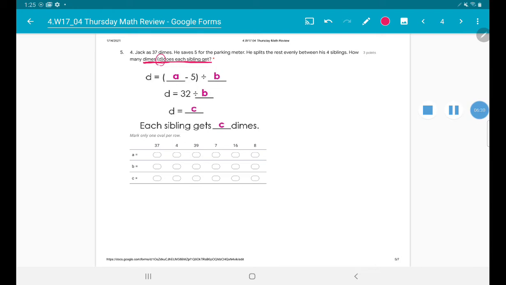And I've got to figure out what to fill in. I'm going to ignore my second and third row. I'm just looking at this first equation. So based on what we read, Jack has 37 dimes. What am I starting with? 37. So which one of these missing pieces is going to be 37? Which one's it going to be, Tatum? It's going to be A. Yeah, A is going to be 37. Jack has 37 dimes, and he's saving 5 of them. Okay, so that tells me that I'm taking 5 of the 37 out.